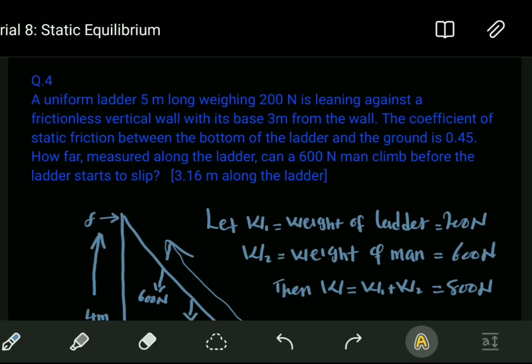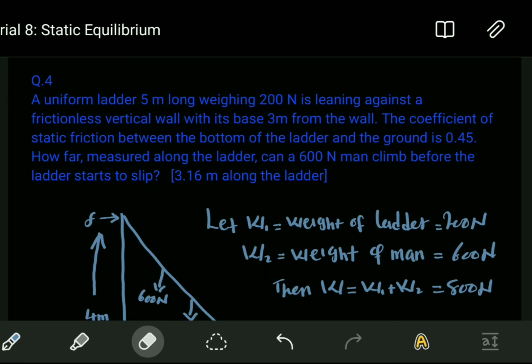Okay, so we move on to question 4. Question 4 here has a ladder which is leaning against the wall, and then we have a man who is trying to climb up this ladder, and the ladder is making an angle theta with respect to the x-axis. So we want to find how far this man is going to climb up the ladder before the ladder begins to slide.